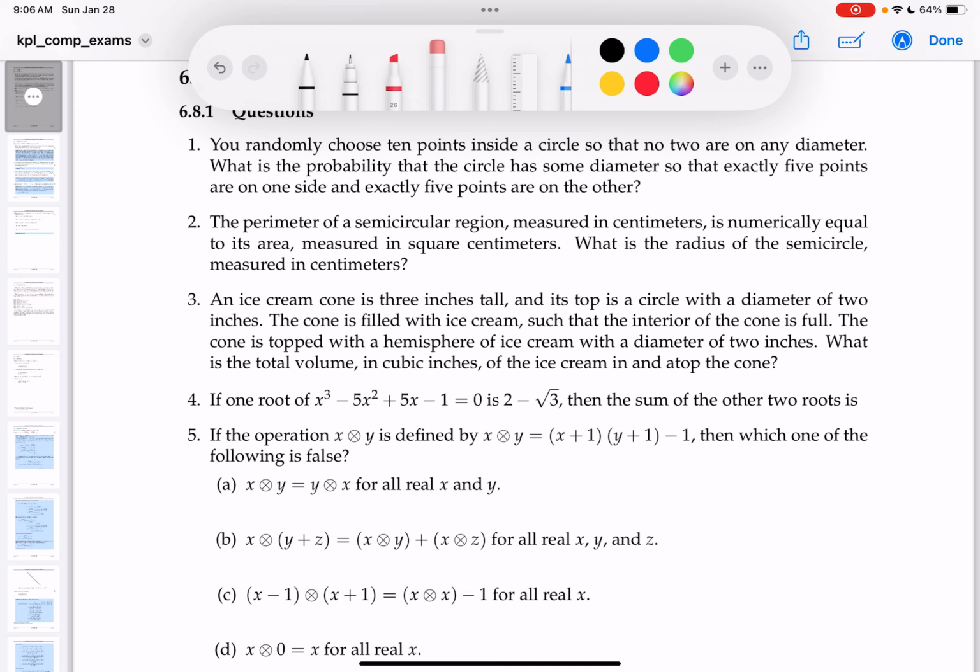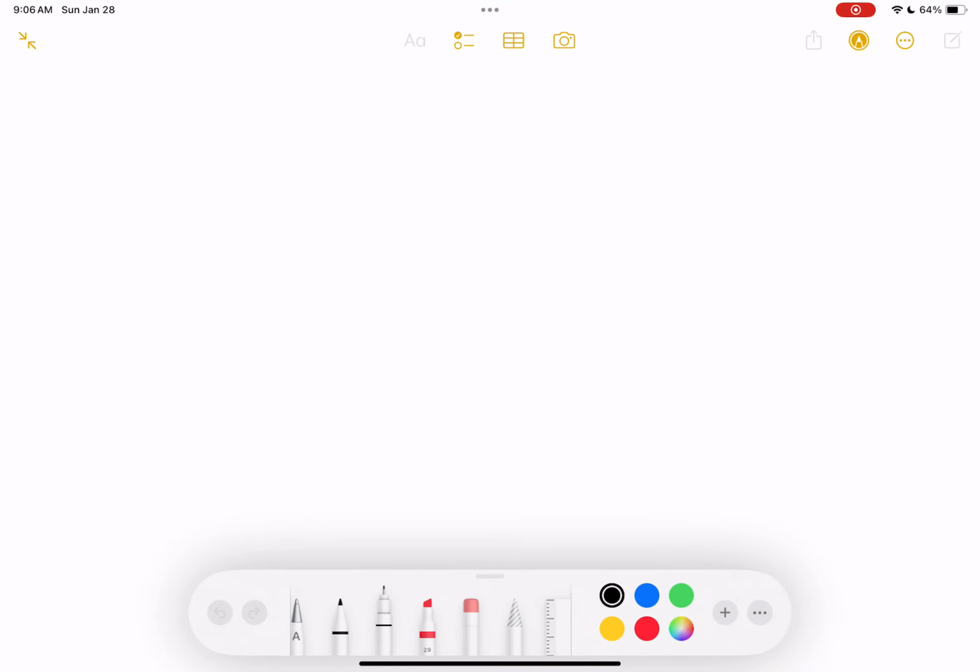But number 4 says, if one root of this third degree polynomial is 2 minus root 3, find the sum of the other two roots. So it's a cubic, and I'm expecting to see 3 roots on it, and it's a real coefficient polynomial, so I'm seeing one irrational root. I'm expecting to see its conjugate, and then I'm expecting to see one more rational root, by the way. So let me go to the whiteboard and write down what I've been given.